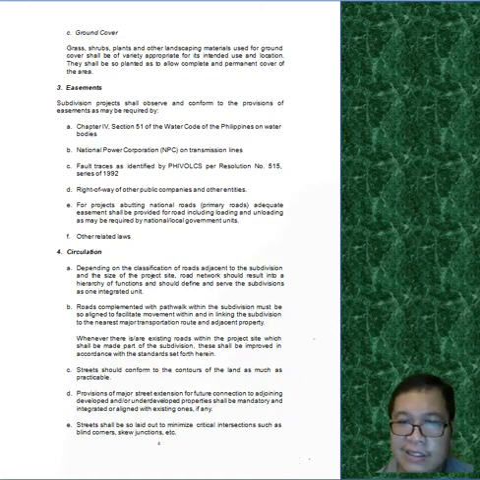Whenever there is an existing road within the project site which shall be made part of a subdivision, this shall be improved in accordance with the standards set forth herein. Next, streets should conform to the contours of the land as much as practicable. Then provisions of major street extension for connection to adjoining developed and or underdeveloped properties shall be mandatory and integrated or aligned with existing ones, if any. Streets shall be laid out to minimize critical intersections such as blind corners, skew junctions, etc.